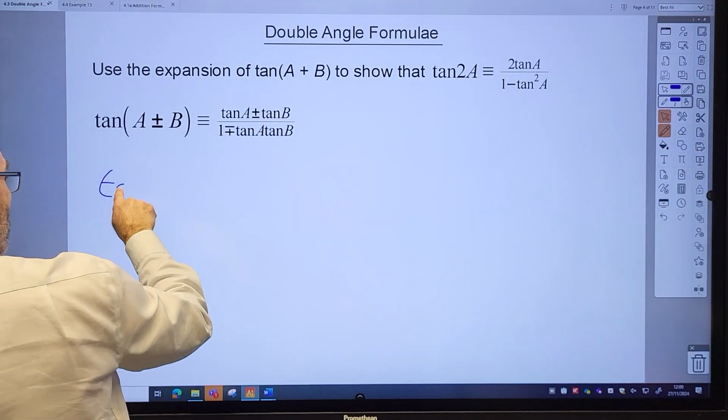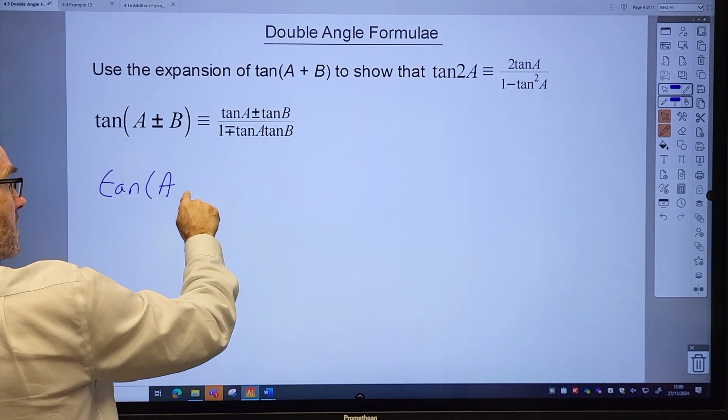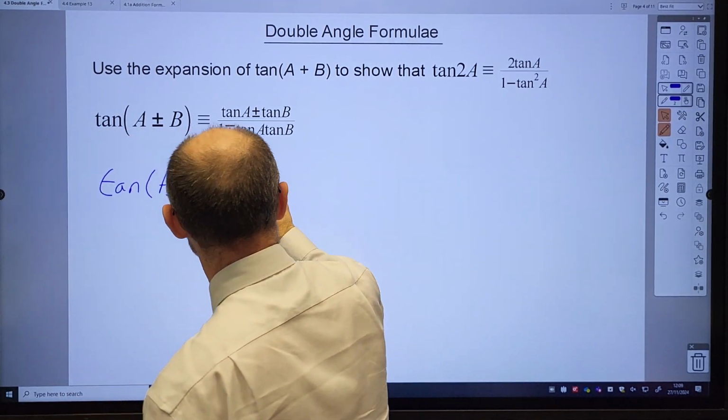So we start off with this identity, and same again, tan A plus tan A.